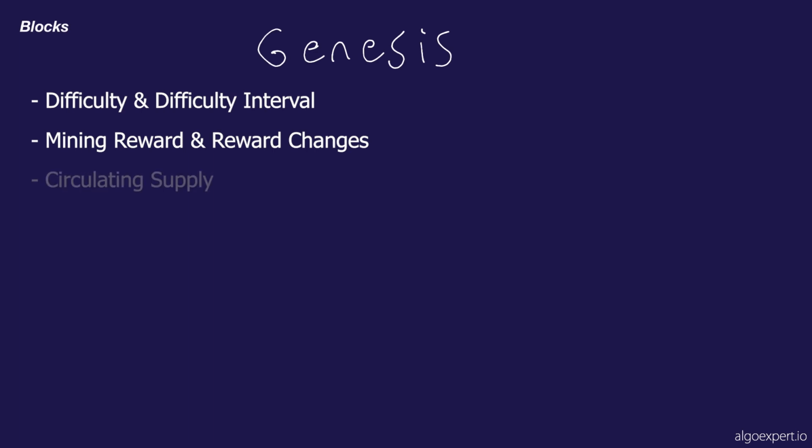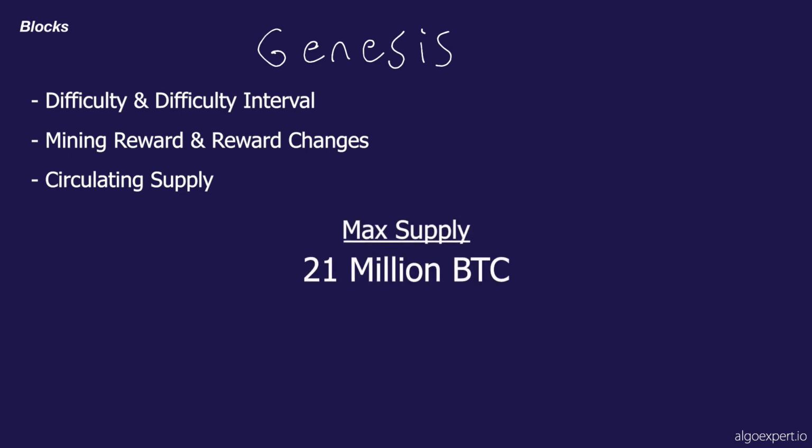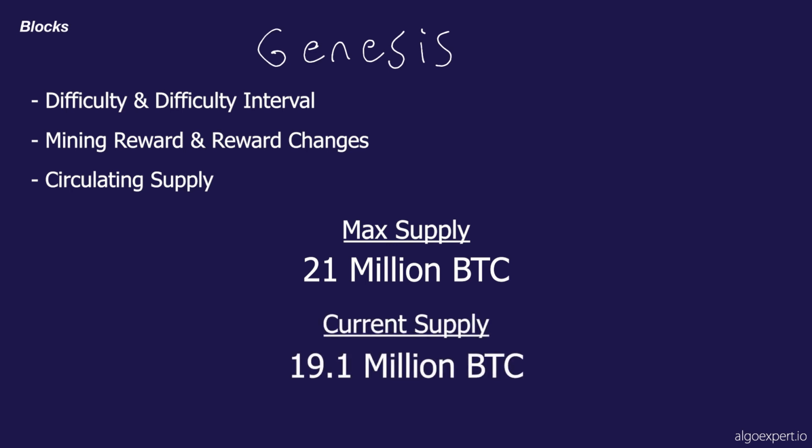Anyways, after we have the reward and how that reward changes over time, we have a definition of the amount of coins that are circulating. So essentially the supply of coins. When we talk about something like Bitcoin, there's a set number of coins that will ever be in circulation. So the maximum possible circulation of coins for Bitcoin is 21 million. What that means is that there's never going to be more than 21 million Bitcoins in circulation. Currently today, there's about 19.1 million Bitcoins in circulation. That's a rough estimate.